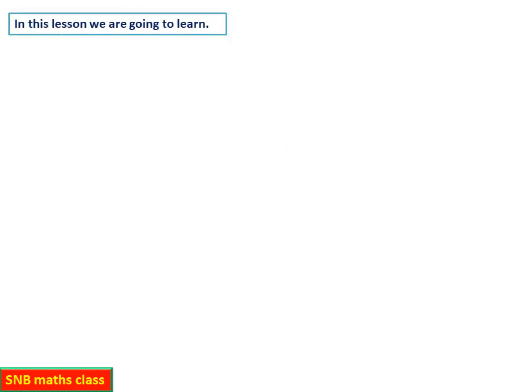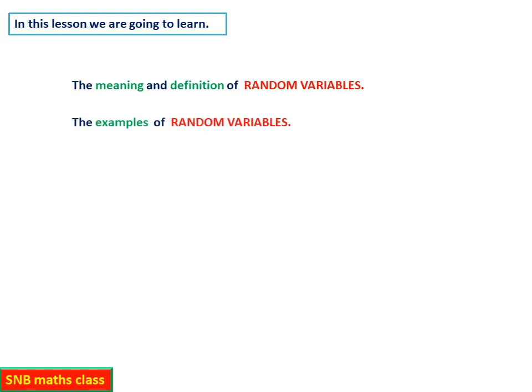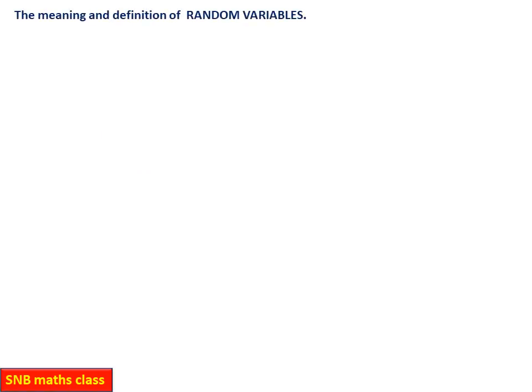So in this lesson we are going to learn the following. First, the meaning and definition of random variables, then the example of random variables, then the probability distribution of random variables. So these are the three important concepts we are going to learn in this lesson. So let us continue. The meaning and definition of random variables.